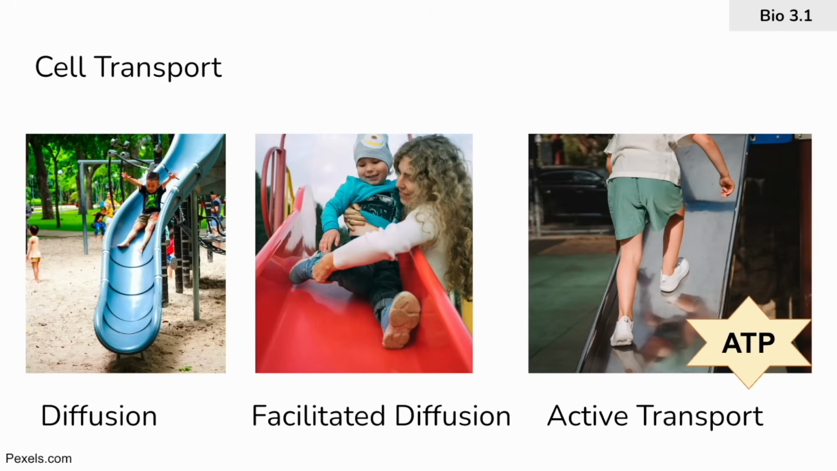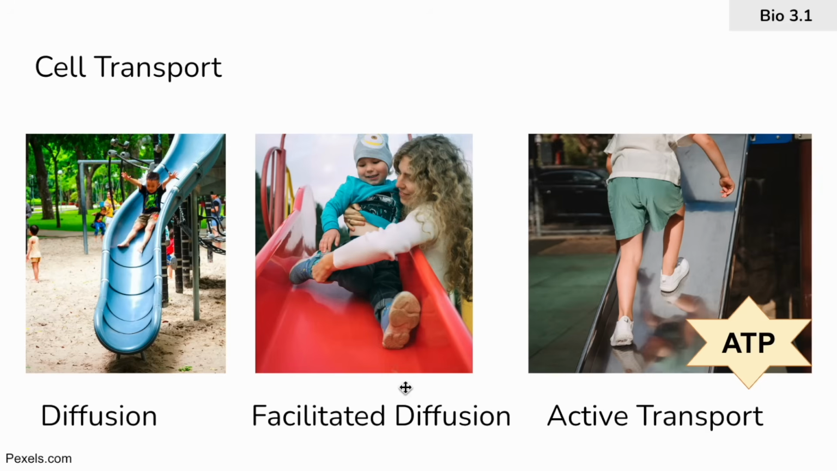Now, cells can also regulate themselves by letting certain things in or out. And in general, we have three main types of cell transport that we'll talk about in biology: diffusion, facilitated diffusion, and active transport. Remember, diffusion is the movement of molecules from high to low, and so I like to use this slide metaphor to talk about it. If you think about a child going from high to low, it's like molecules going from a high concentration to a low concentration without any extra energy needed.